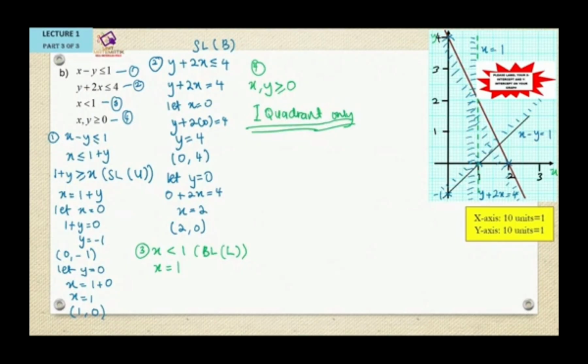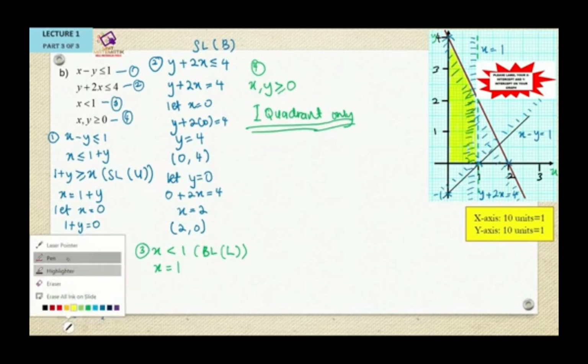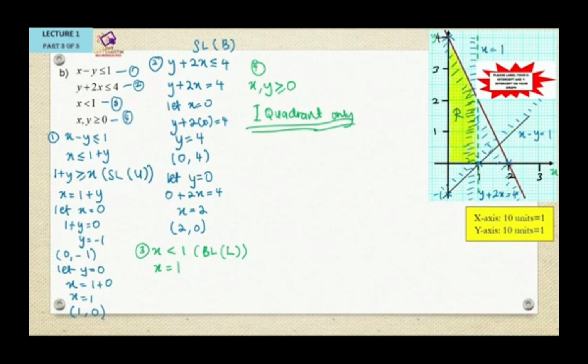Next, let's find where the shaded parts intersect. So here you can see that the intersection of the shading is here. I will be using the highlighter so that we can see it clearly. Since it is in the first quadrant only, make sure you shade in the first quadrant only. So this is your region. Don't forget to label your region as R.